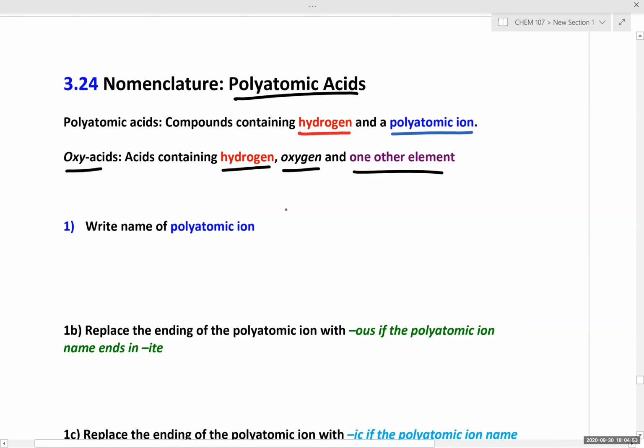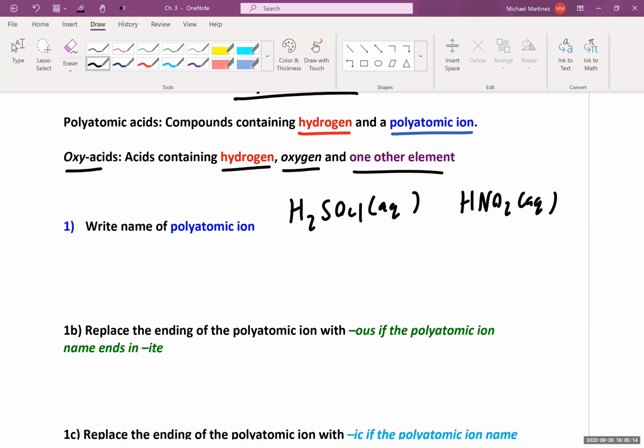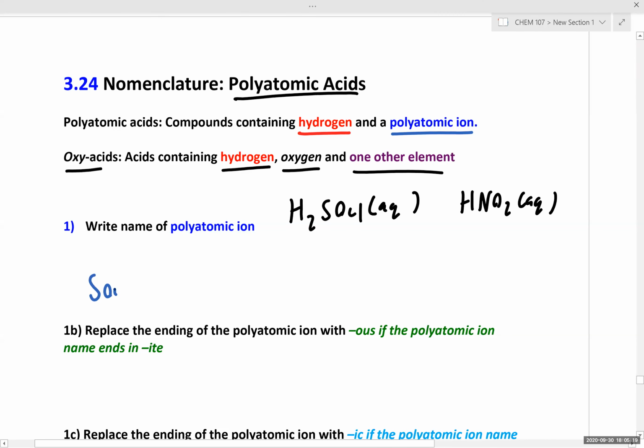So let's look at an example where we have H2SO4 aqueous, and let's try to name this polyatomic acid. We'll look at two examples, H2SO4 and HNO2 aqueous. The first step in both of these cases is to write the name of our polyatomic ion. SO4 2- is sulfate, while NO2- is nitrite. Everyone following with me so far?